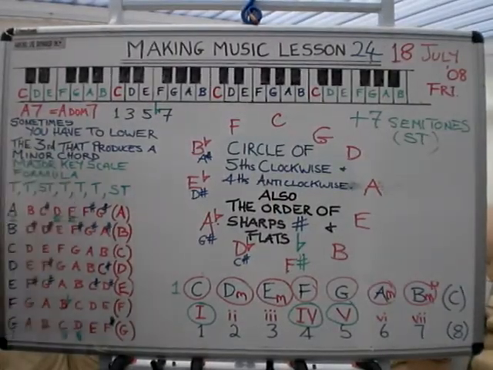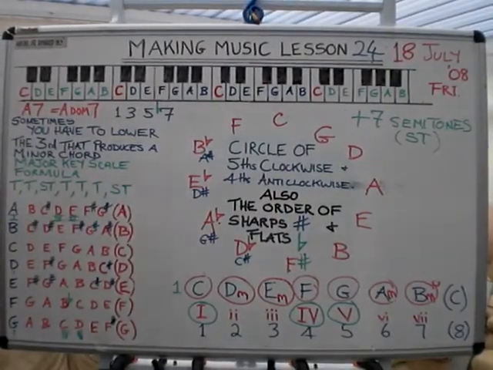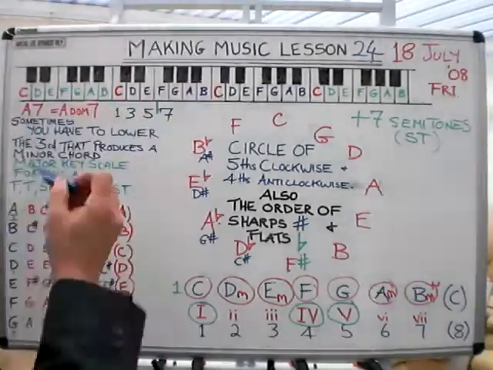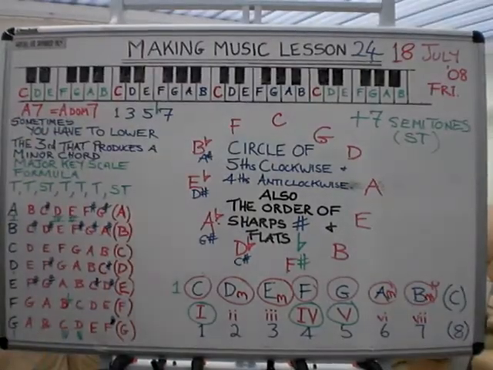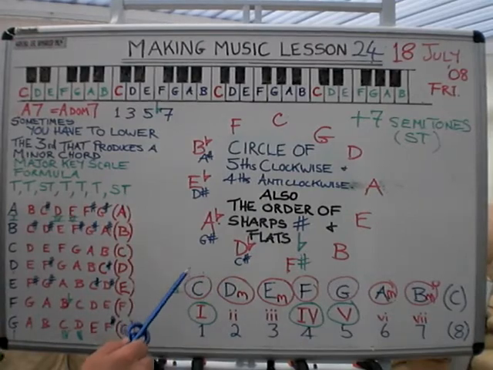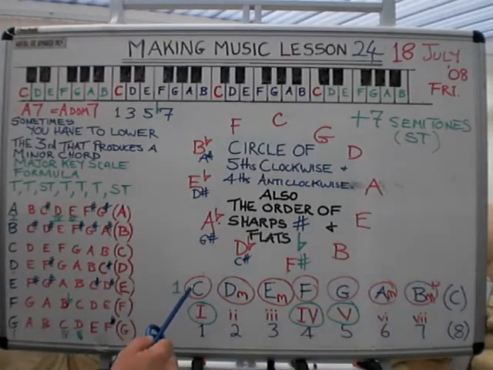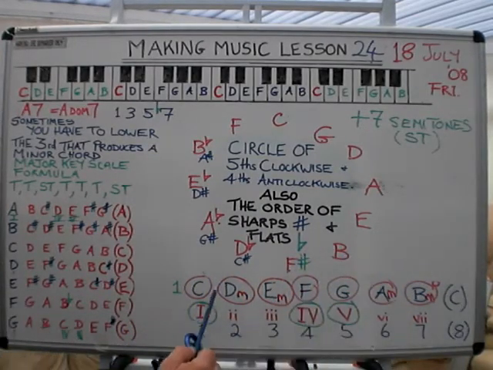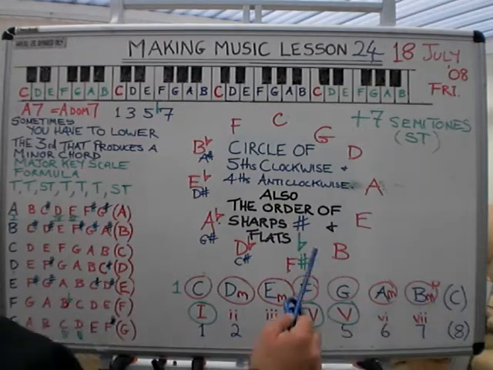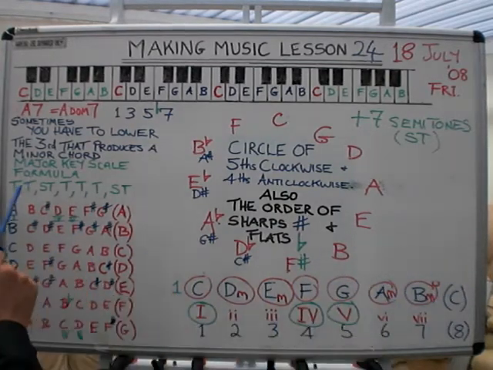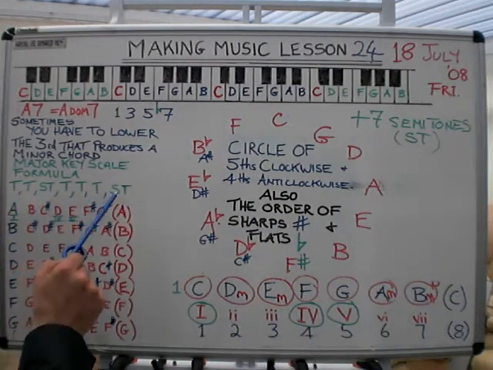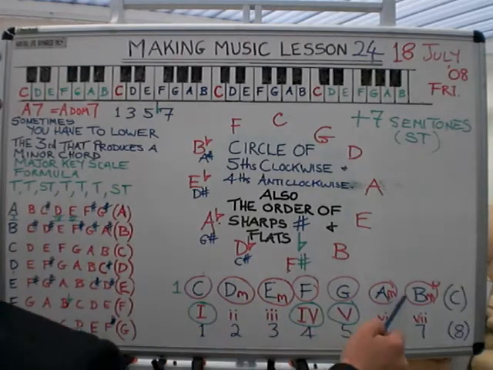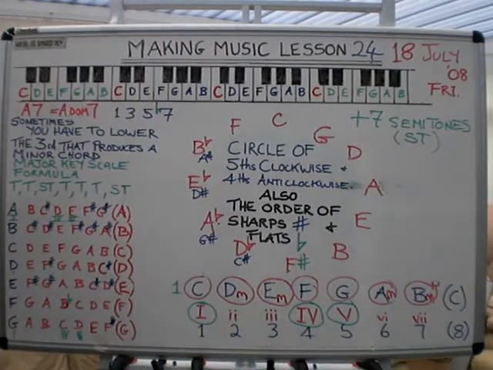Now, in the previous lesson we were talking about the circle of fifths and fourths, and how it related to this. We had the C major scale, that is C to C octave, with the tone, tone, semitone, tone, tone, tone, semitone applied. It resulted in no sharps or flats.